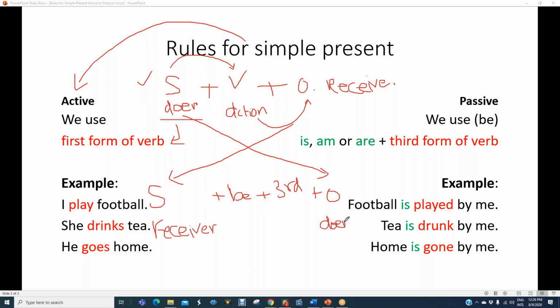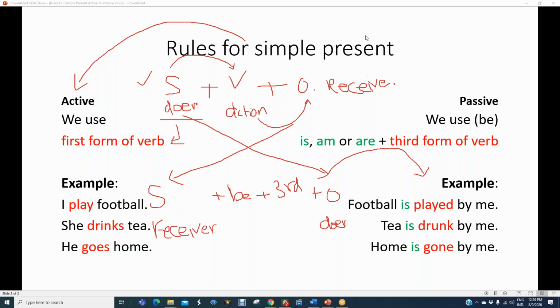If you have a sentence where the subject is not doing an action but receiving, we call it passive voice. But if the subject is doing, then it is active. If the subject is receiving the action, we call it passive voice. Right. So I hope you will remember from your previous level that this was active and passive.